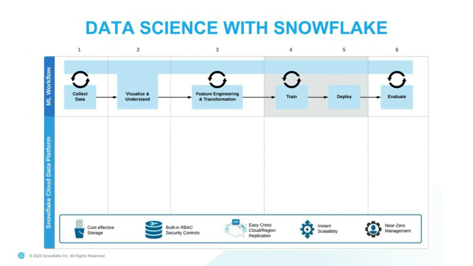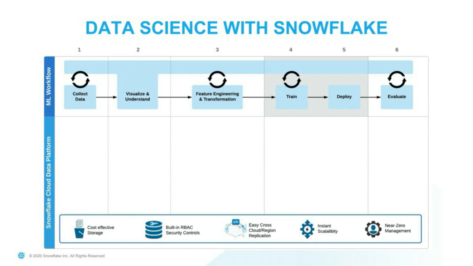Now let's see how Snowflake fits into this workflow. First, let's look at the platform features that help throughout the data science workflow. Data science needs massive amounts of data sets. Snowflake provides cost-effective storage for data science data sets. Role-based access control within Snowflake ensures that the right team members have the right access to the right data sets without needing to involve cloud infrastructure team members or other IT personnel.